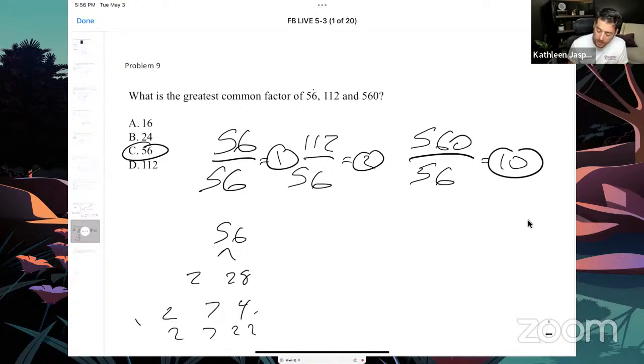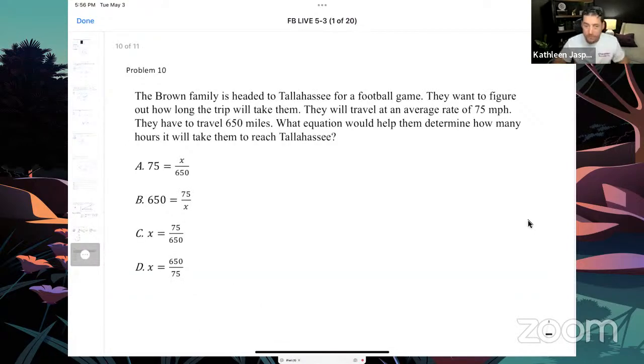Greatest common factor is easy. Take the smallest of the three and divide it. And then go through your answer choices. It can't be 112 because that's too big. And if it wasn't 56, now try 24 and try 16. Don't try making your little factor trees because it's a multiple choice test. You already have possible answer choices there. And there you go. Okay. All right. And now the last one.